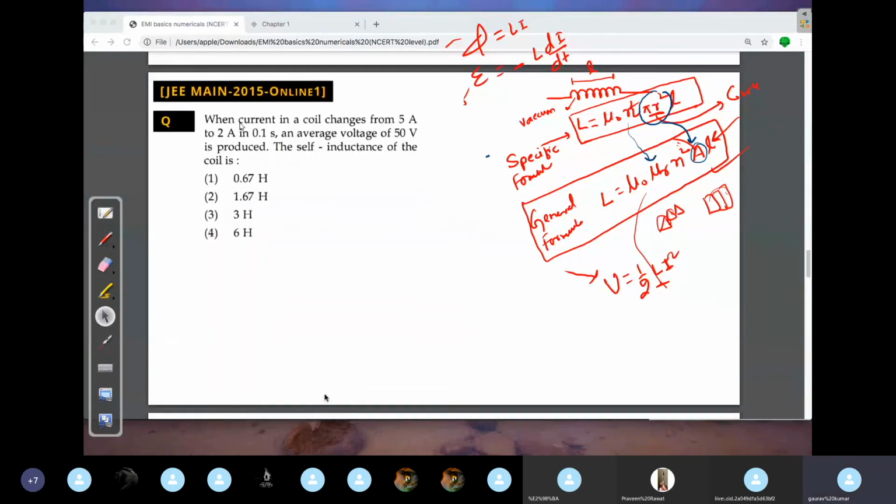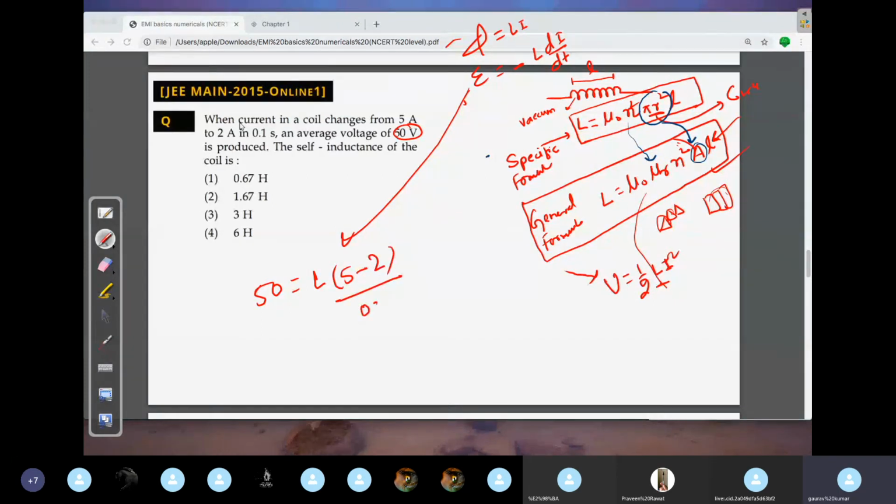Yeah. Again, a very, very easy question. You can see, when a current in a coil changes from 5 to 2 in a given time, the average voltage is 50. Again, a very, very easy question here. They're asking you to calculate the value of L. So what is given to you here? Voltage is given to you. This formula again you can use: 50. L you have to calculate. The current goes from 5 to 2. So I'll take the change: 5 minus 2.